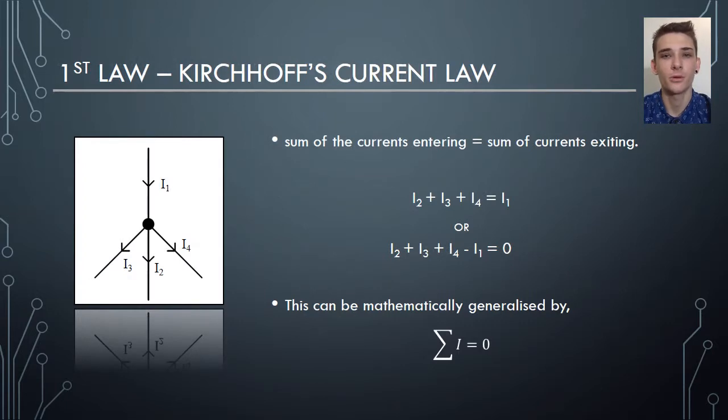This can be seen in the following problem. We see that I1 is the only current flowing into the node, and that there are three currents exiting the node. These are represented by I2, I3, and I4. Following the statement that the sum of all currents entering a node is equal to the sum of all currents exiting the node, I2 plus I3 plus I4 is equal to I1. Alternatively, bringing I1 to the left side, I2 plus I3 plus I4 minus I1 is equal to 0. This can be mathematically generalized as the sum of all currents at any particular junction point is equal to 0.